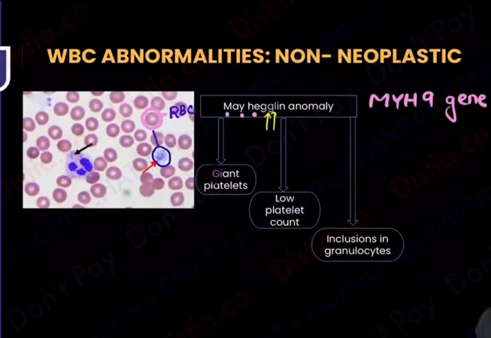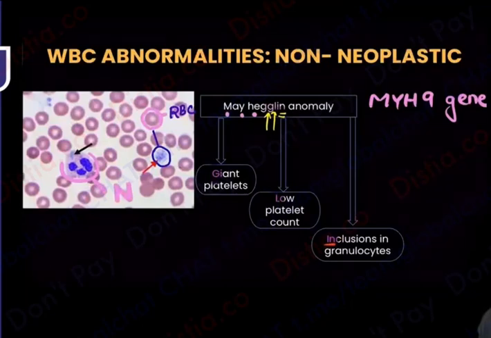Not only that, there is L. L means there is a low platelet count. There is thrombocytopenia, low platelet count. And finally, IN means what? IN refers to the inclusions. There are inclusions in the granulocytes, and let me show you that inclusion. What granulocyte is this? Yes, it is the neutrophil. Very good. And if it is a neutrophil, can everyone appreciate there is an inclusion in the neutrophil?